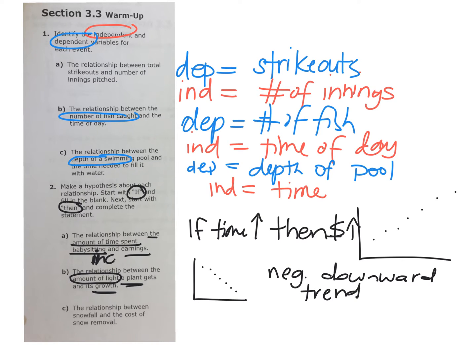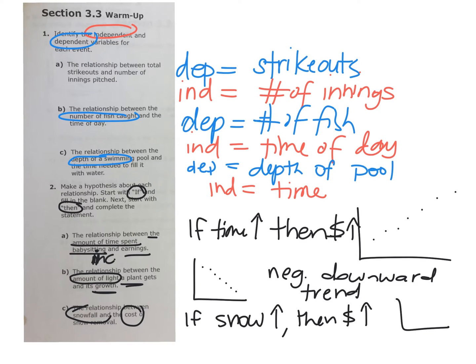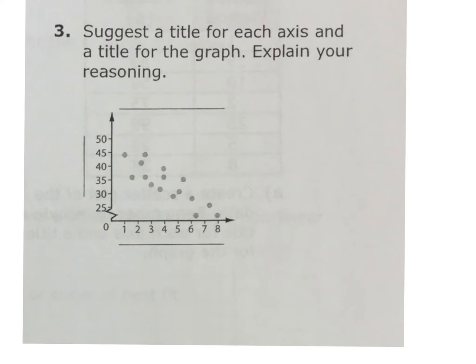Excellent. How about the last one? Relationship between snowfall and the cost of snow removal. Think about when you have a snowstorm. If lots of snow falls, so if the amount of snow that's falling increases, what do you think will happen to the cost of the snow removal? It will increase. Okay, so if the amount of snow increases, then the cost will increase. What kind of trend will this be? Upward, positive.